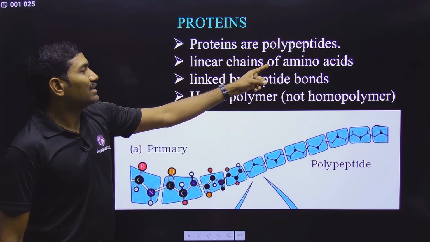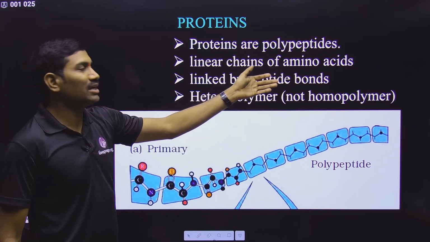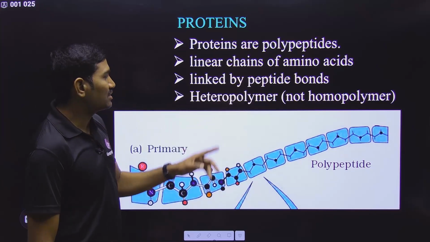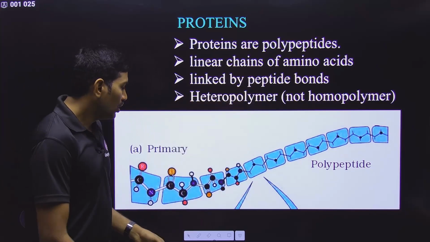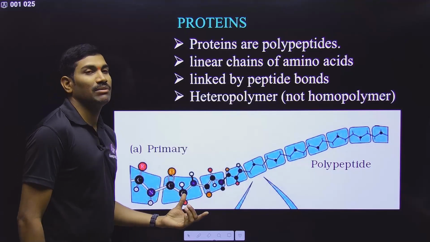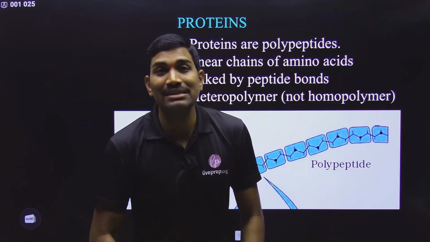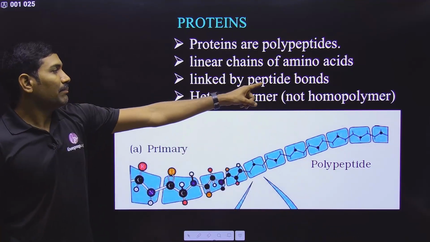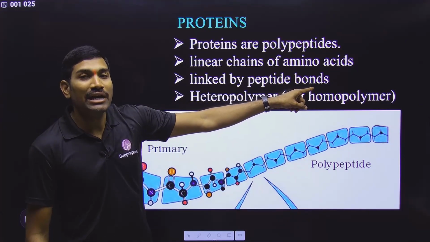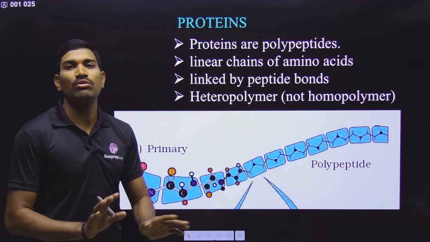Next, they are linear chains of amino acids. Amino acids attach to each other, so they are called linear chains of amino acids. Next, they are linked by peptide bonds. What is the bond that connects two adjacent amino acids? It is called a peptide bond. Biologically it is called a peptide bond, but chemically it is called an amide bond. So please remember this. Next, these are heteropolymers. They are not homopolymers.